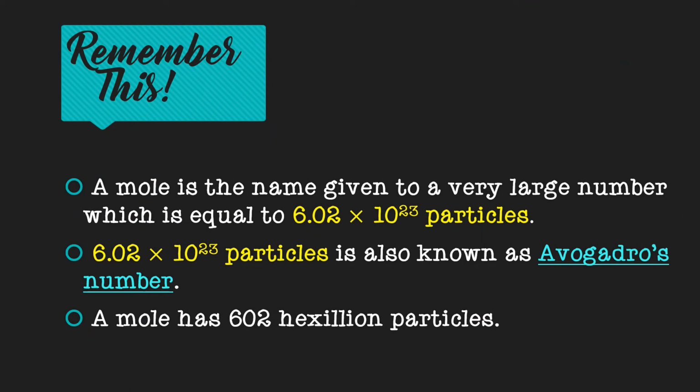Remember this? A mole is the name given to a very large number which is equal to 6.02 times 10 raised to 23 particles. 6.02 times 10 raised to 23 particles is also known as Avogadro's number. A mole has 602 hexillion particles.